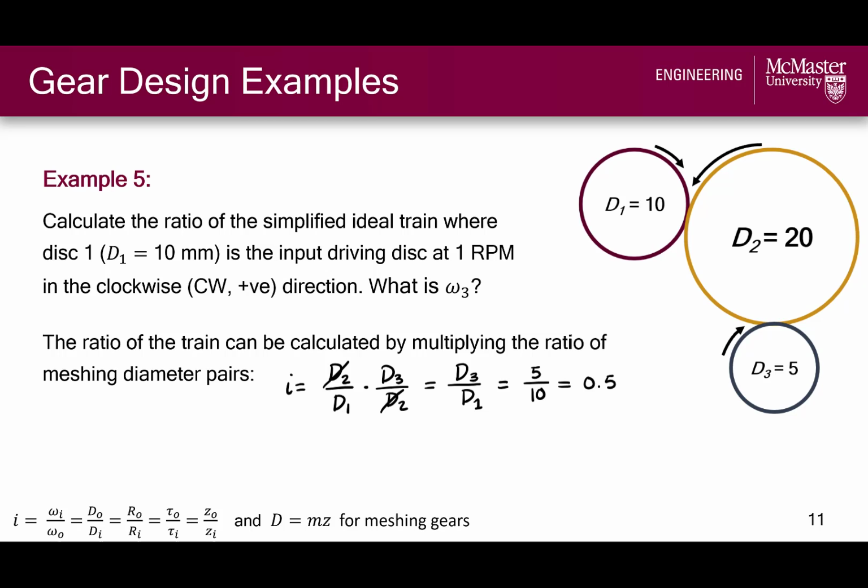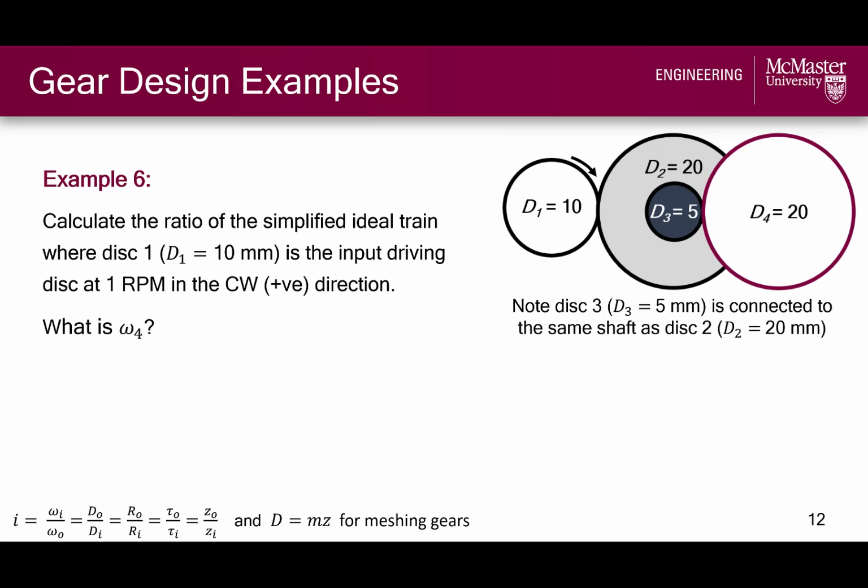Since our gear ratio I is equal to omega in over omega out, or omega 1 over omega 3 in this case, rearranging and solving for omega 3 gives 2 RPM. Finally, we need to specify the direction. Since all of these gears are meshing, if the first gear rotates clockwise, then the second gear must rotate counterclockwise, and the third must rotate clockwise again, so we will specify that as well.